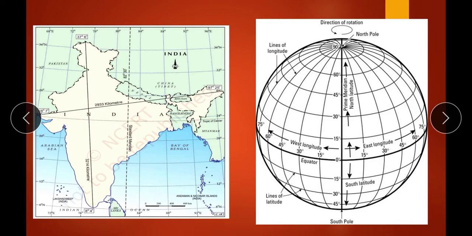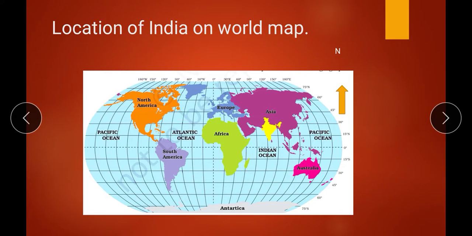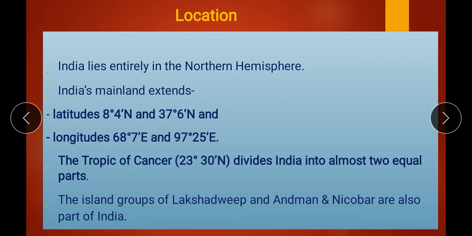This is the latitudinal extent 8 degree 4 minute north up to 37 degree 6 minute north, and the longitudinal extent 68 degree 7 minute east up to 97 degree 25 minute east. The Tropic of Cancer divides India almost into two equal parts. The island groups of Lakshadweep and Andaman Nicobar are also part of India.